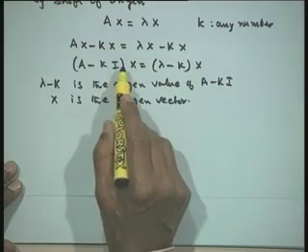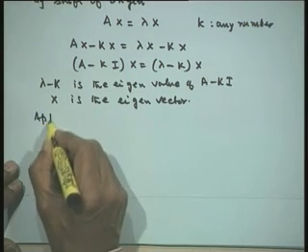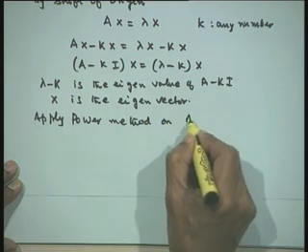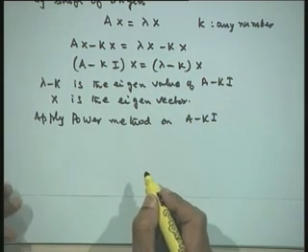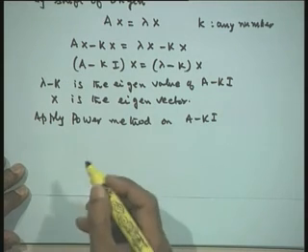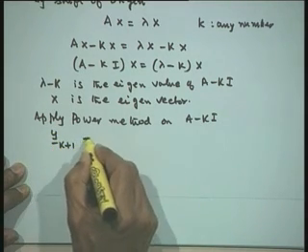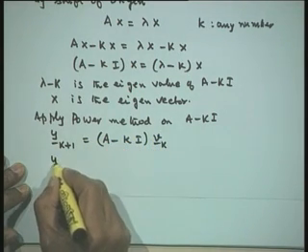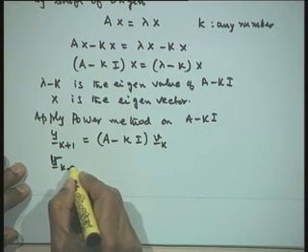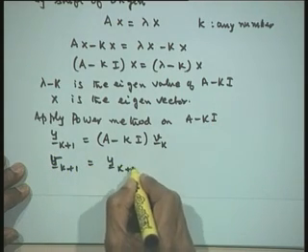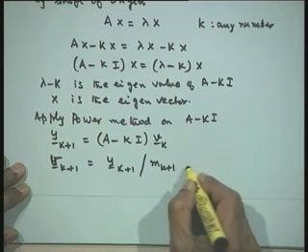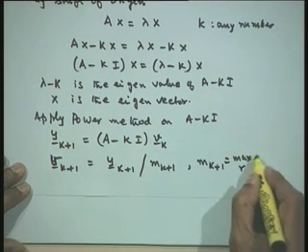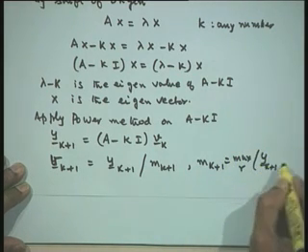Now, we can apply the power method on A minus k I. That means, we are going to write y k plus 1 is A minus k I V k, V k plus 1 is equal to y k plus 1 divided by m k plus 1, where m k plus 1 is the maximum of the elements of y k plus 1.